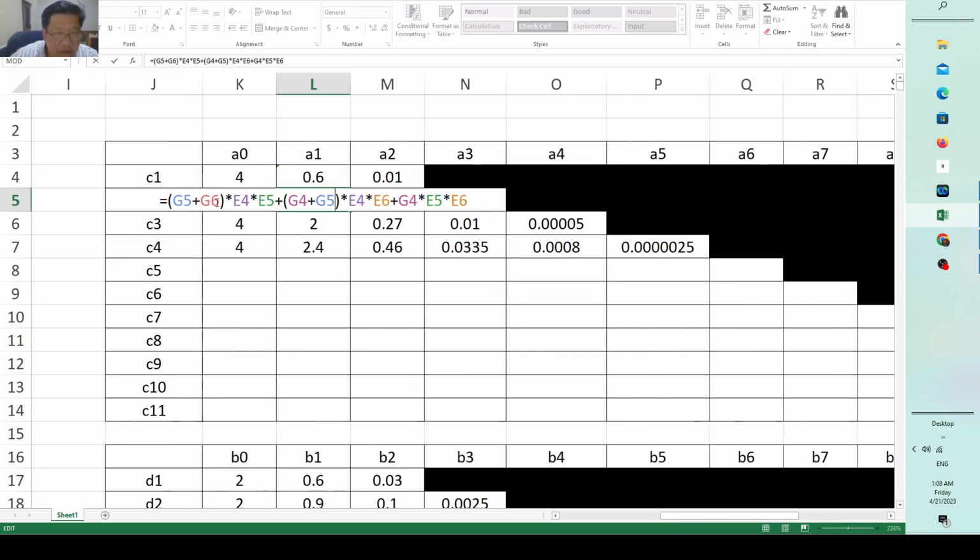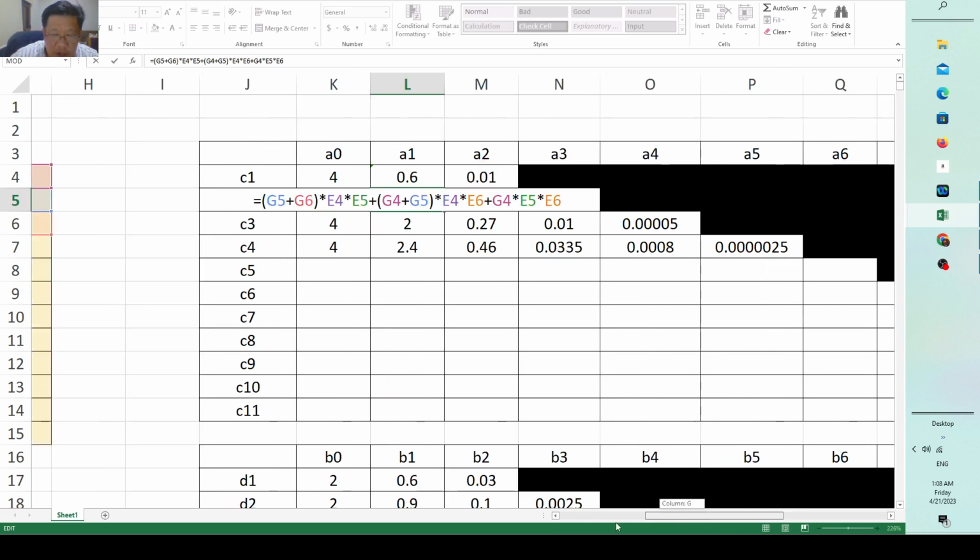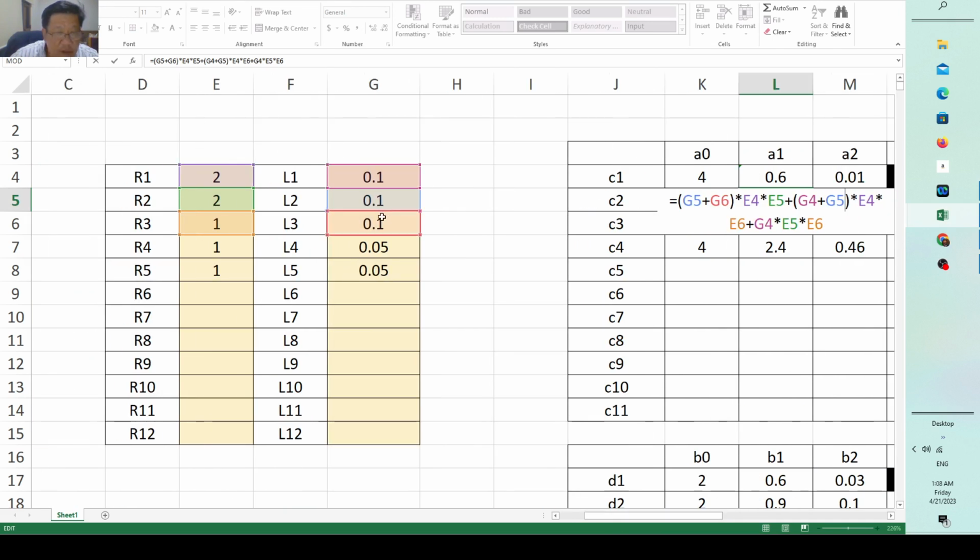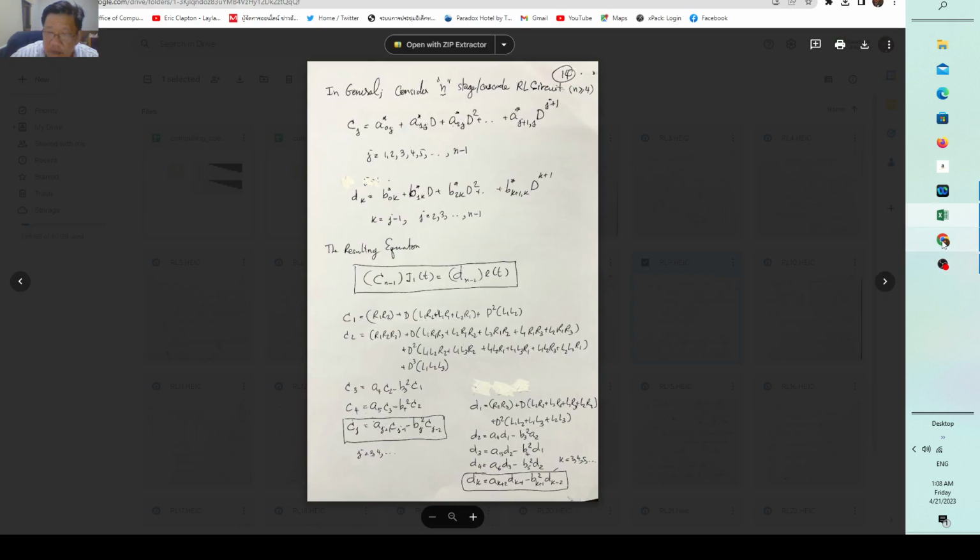G5 plus G6 is L2 plus L3, right? G5, G6 is L2 plus L3. You go back and take a look at the formula, right? R1, R2, okay, this one R1, R2. You can see that R1, R2 times L2 plus L3 is this form, and certainly you can have R1, R3 here, these two, R1, R3.